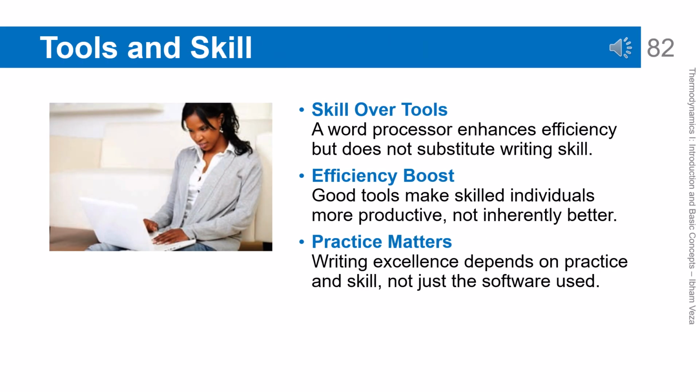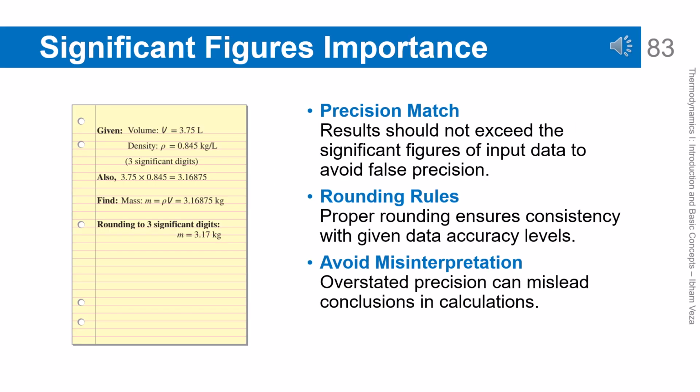Tools and skill. Tools such as word processors can improve work efficiency, but they cannot replace basic skills. The quality of the result is still determined by the user's ability and practice. Good tools only make skilled people more productive. Relying on tools without improving skills will not produce good work. Therefore, skill remains the main factor.